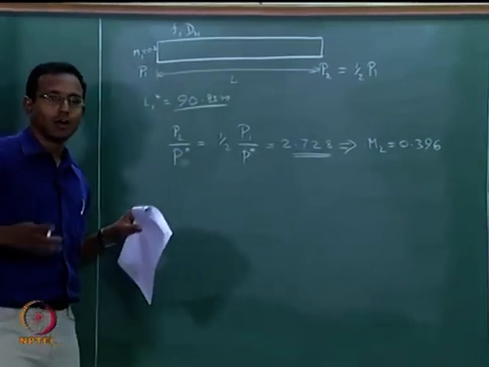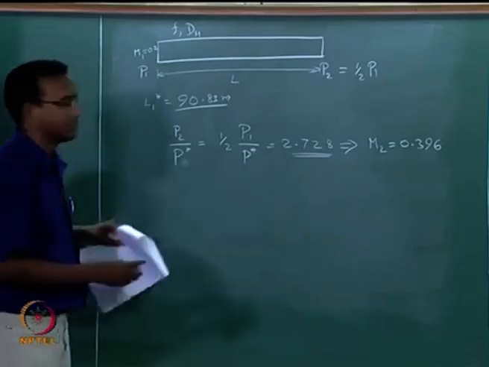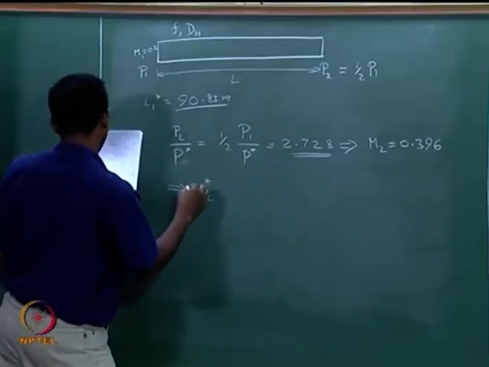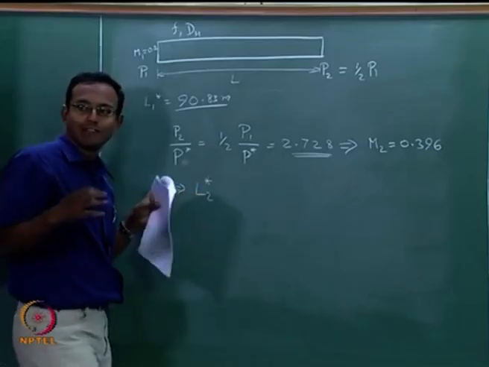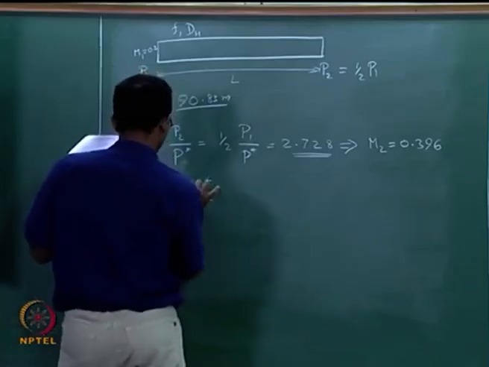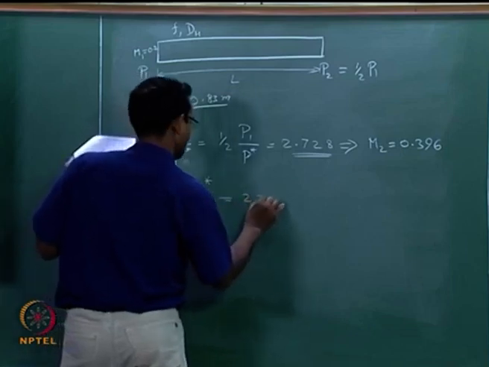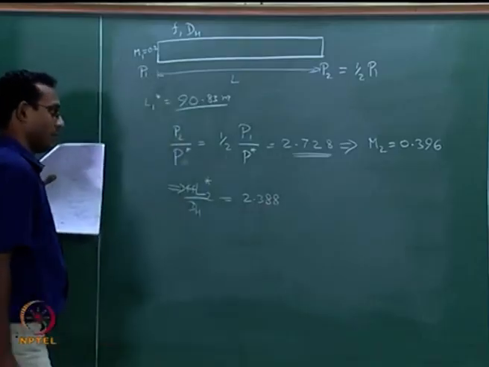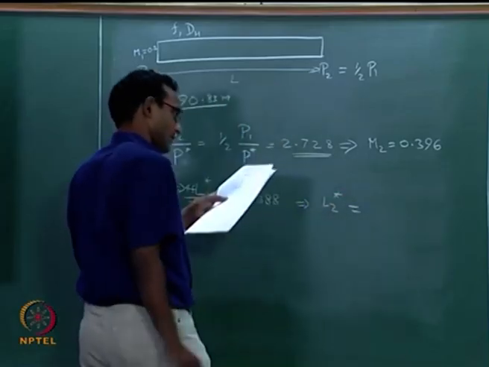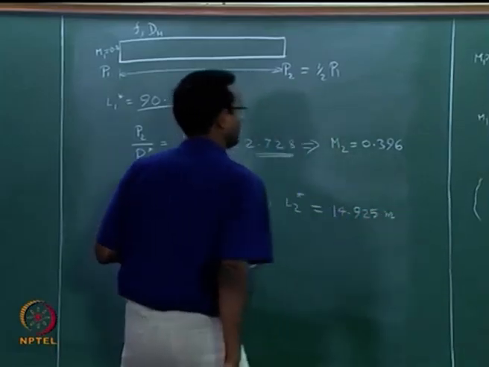Now, my actual objective is to find the length of the duct. So, what should I do? I have to go and find L2 star again from there. So, from my tables again for this Mach number, what we will get from tables is 4f L star by dh, and this number will be 2.388. Okay. So, from here I will find my L2 star. L2 star happens to be 14.925 meters.